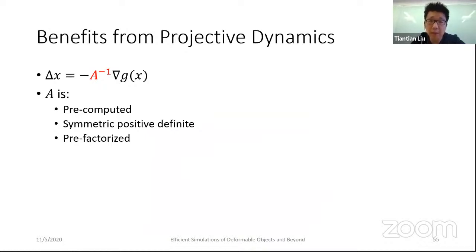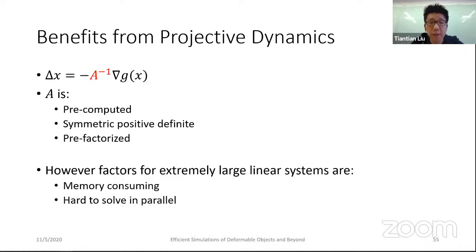So why? Because the key of projective dynamics is the approximation of the Hessian matrix. Now the A matrix is pre-computed, it's pre-factorized, and it's guaranteed to be symmetric positive definite, which is good. But the pre-factorization might not work so well for large-scale problems, because the factors for extremely large linear systems are usually memory consuming, as a factor usually has more than 10 times the non-zeros of the original sparse matrix. And it is also hard to perform forward and backward substitution in parallel.